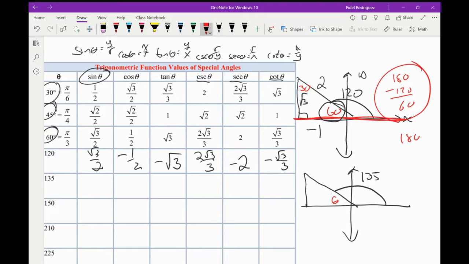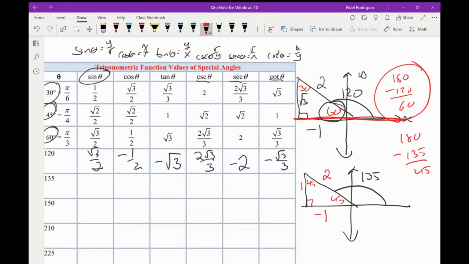We're going to take 180 minus 135. So that angle down there, y'all, is 45 degrees, right? So look, we're going to go 45. Here's our 90. So this is 1, but since I'm in quadrant 2, this is going to be a -1. That's the square root of 2, right?